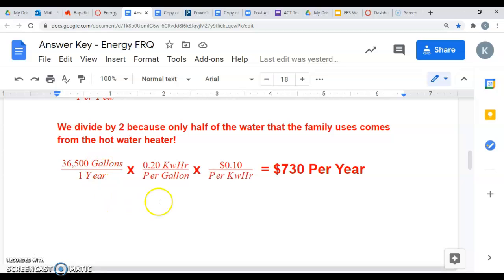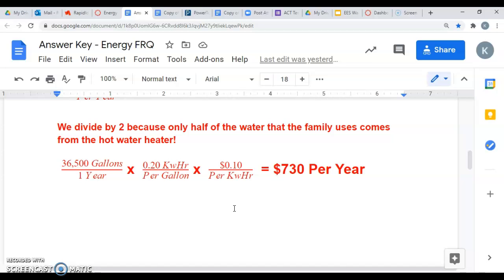Our gallons canceled because gallons were in the numerator here and denominator here. Then our kilowatt hours canceled out here, leaving us with money on the top and a year on the bottom. So $730 per year. That's the basic setup for most of these calculations. If we can just see where the units go and how they cancel, it becomes kind of a plug and chug, but they still are pretty tricky, so I understand that. But check your answers, make sure that this is what you got, and if not, we need to identify where we're going wrong.